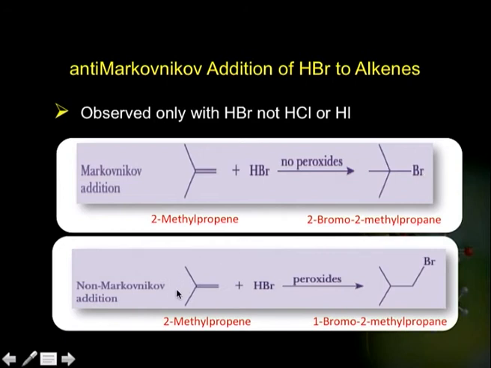In case of a non-Markovnikov or an anti-Markovnikov addition, we get the substitution of the bromine atom at the end carbon, that is the CH2 carbon which had a lesser number of hydrogen atoms, and the formation of 1-bromo-2-methylpropane is there. So, let us see how it is explained.